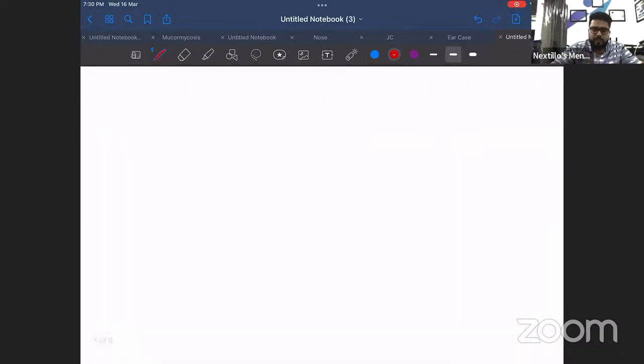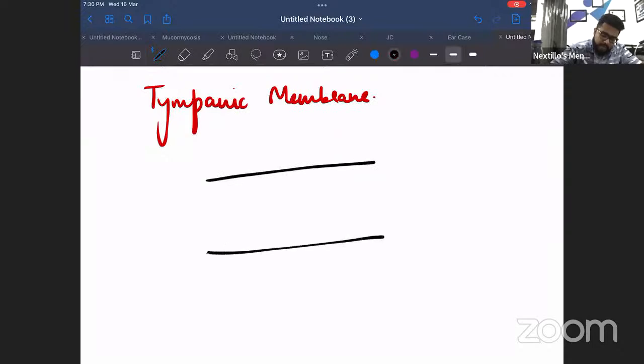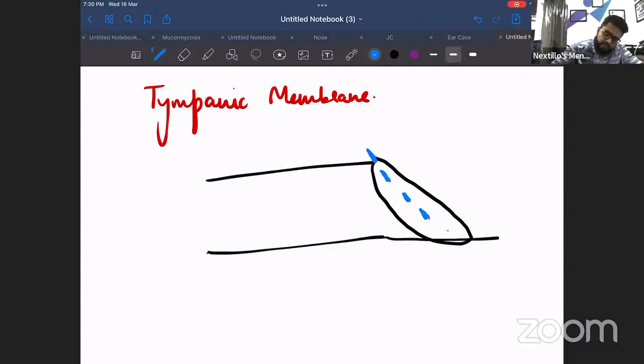So once we are done with this, we'll go to the tympanic membrane. Now, when we are talking about the tympanic membrane, as I told you, it is always at an angle of 55 degrees. So let's see here, if you see this is an axis, here this will be 55 degrees.